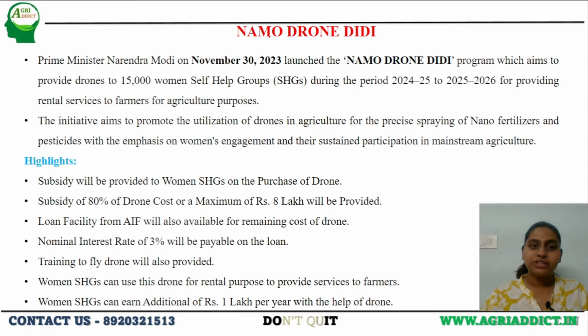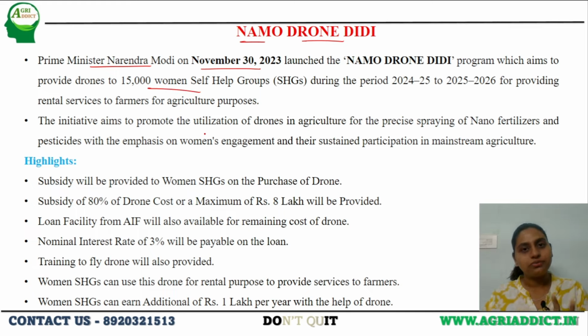Next, coming to the next scheme, that is Namo Drone Didi, and this scheme was launched by Prime Minister Narendra Modi on November 30, 2023. This program majorly aims at providing drones to 15,000 women self-help groups. That is, those women who are working in the field of agriculture will be provided 50 drones in order to take up nano spray. That is, they can use these drones in order to apply nano fertilizers.